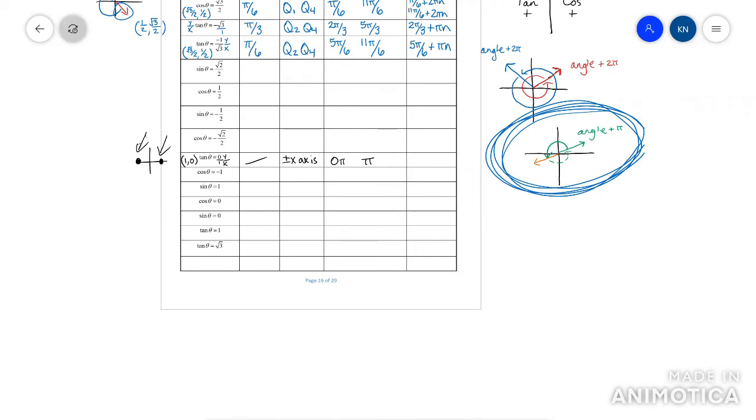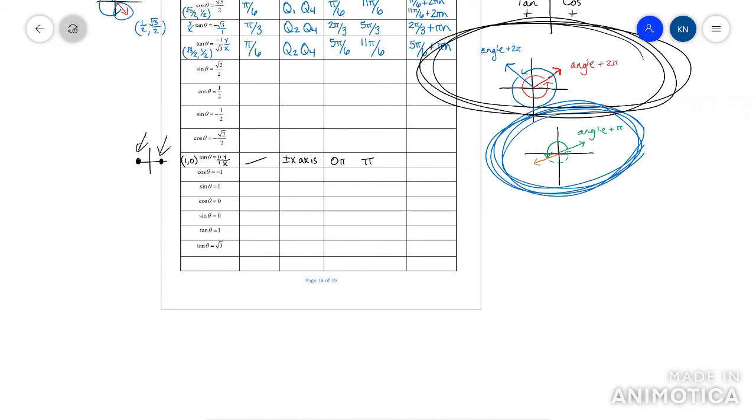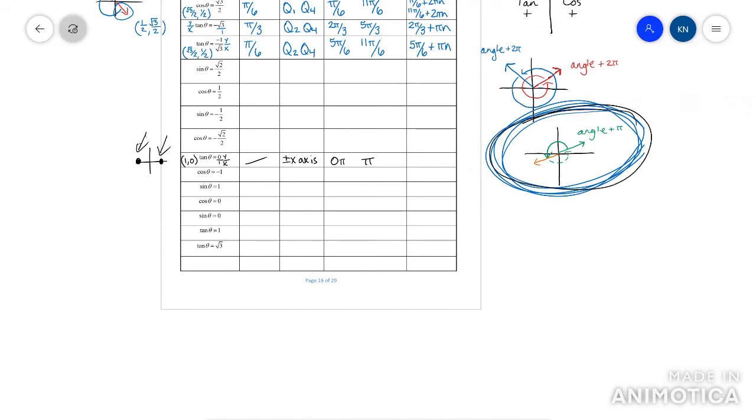So this is kind of like this example right here, where they're opposite from each other. So to get from the red dot to the blue dot you would only have to add pi. So my answer here would be 0 plus pi n.